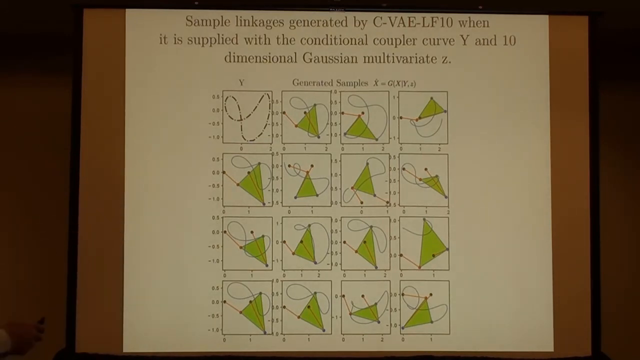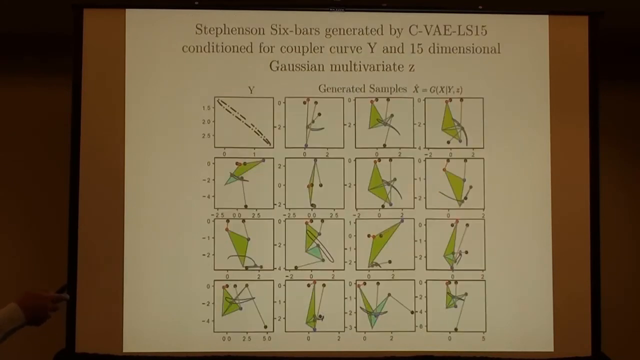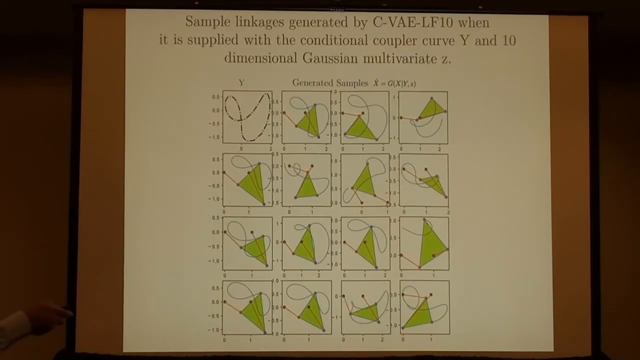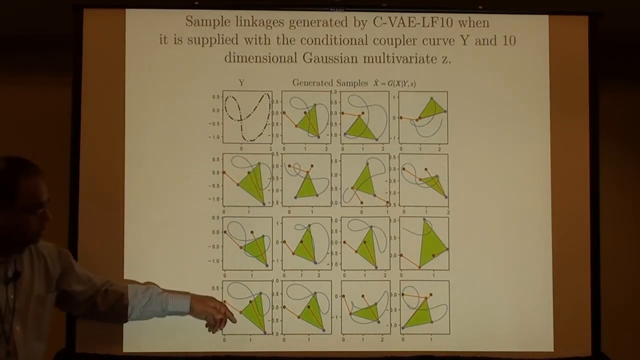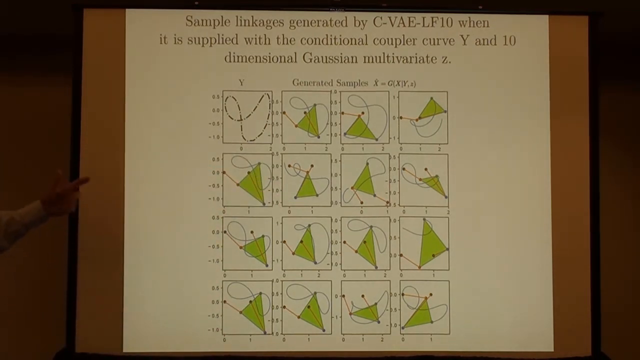This is an example where we had a conditional VAE network for a linkage system, a 4-bar, okay? So this is the path that's given to us, and what we want to do is design different kinds of 4-bar. We basically get the orientations, and then we use our motion solver to get all these different kinds of mechanisms that do the same path, but not exactly. We have sort of a figure-8 in there to get this.